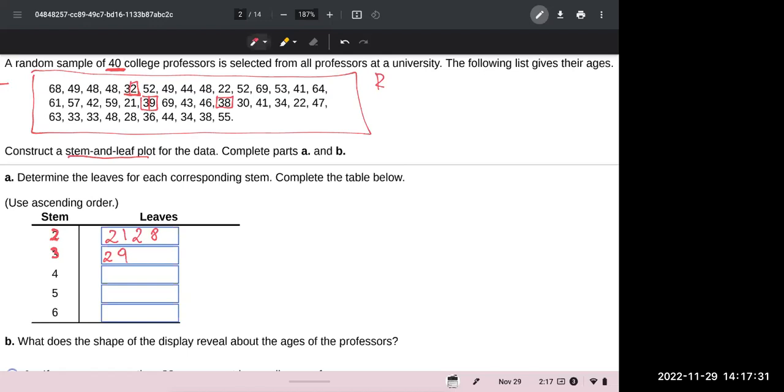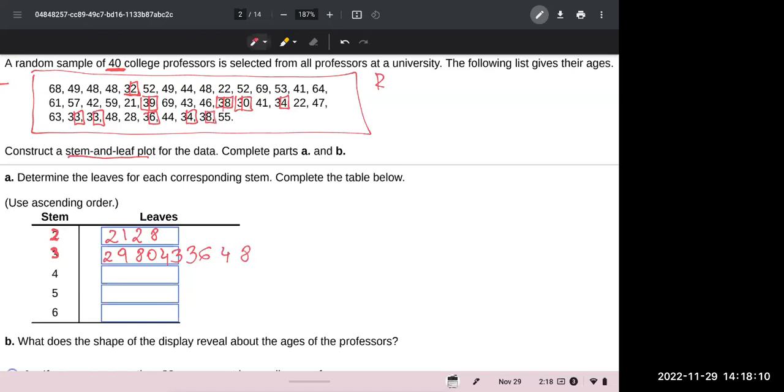So in the row for leaves, I'm entering 9 as the ones digit. Then 38, you will enter 8. Then 30, you will enter 0. Then 34, you will enter 4. Then 33, you will enter 3. Then you have again 33, so you will enter that 3 twice. If numbers repeat, you're still entering them twice. Then 36, so we're putting 6 as a leaf, and 34, so we're putting 4, and 38.